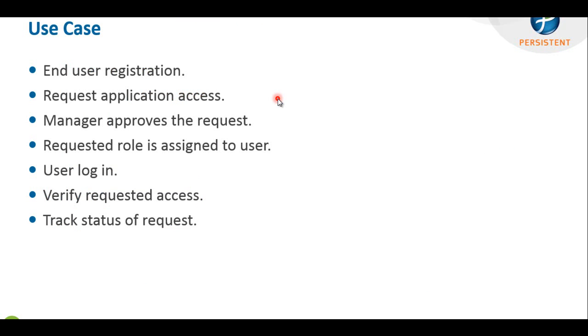The request role is customized to seek the user's manager approval, and once the manager approves, the requested role is assigned to the user. The user logs in to the mobile application to verify the requested access, which is a role, whether it is assigned or not. The user can also track the status of his or her request. Though the mobile application supports many other functionalities, we will concentrate on this particular use case. Now let's have a look at our application.